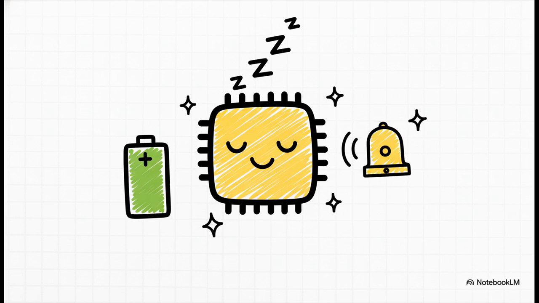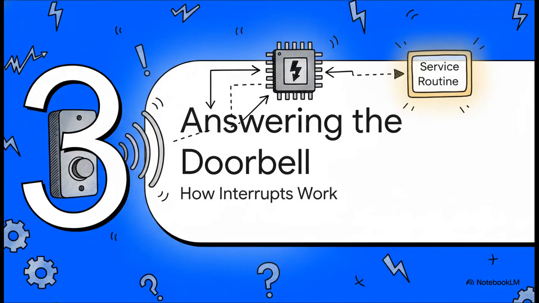Or even better, it can go into a low-power sleep mode, waking up only when that doorbell rings. And that is the secret sauce to both high performance and long battery life. Okay, so the device rings the doorbell. Then what? How does the CPU actually answer it? Let's get into the mechanics of how this works.